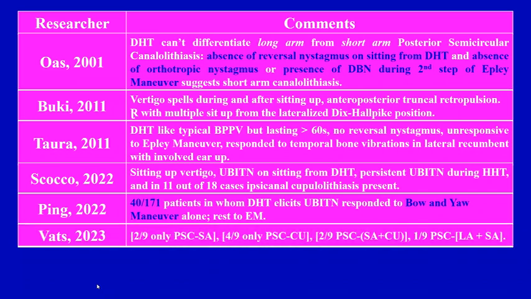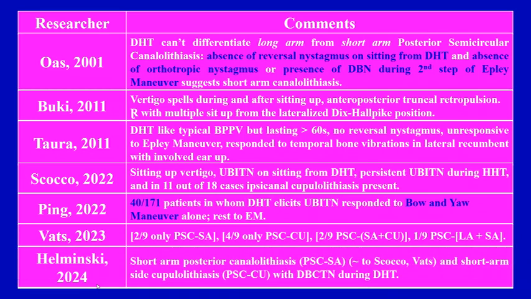In our own series, 2 out of 9 patients only had posterior semicircular canalolithiasis of the short arm type. 4 out of 9 had only posterior semicircular cupulolithiasis. 2 out of 9 had short arm posterior semicircular cupulolithiasis with short arm posterior semicircular canalolithiasis, and 1 out of the 9 patients had a combined long arm plus short arm posterior semicircular canalolithiasis.